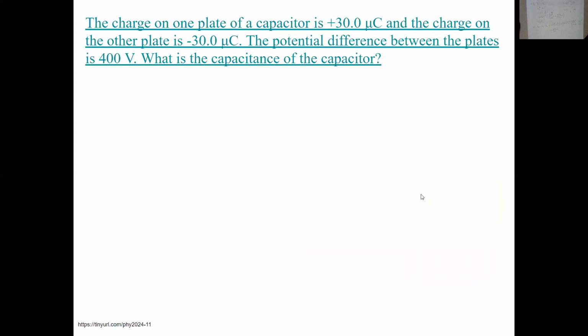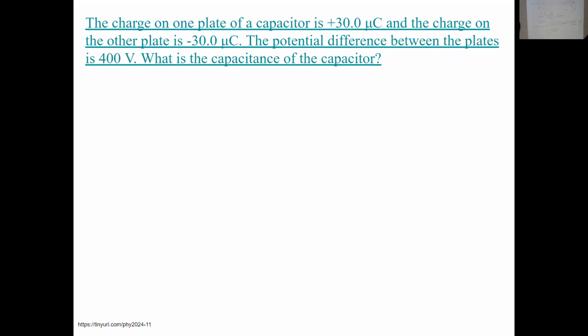All right, let's take a look at an example on the capacitor. It says the charge on one plate of a capacitor is positive 30.0 microcoulombs. Here, mu C means microcoulombs, times 10 to the negative 6. And the charge on the other plate is negative 30.0 microcoulombs. The potential difference between the plates is 400 volts. What's the capacitance of this capacitor?